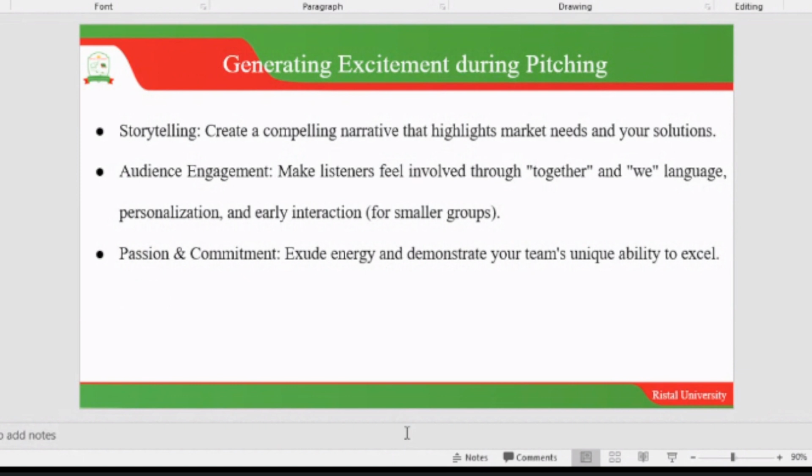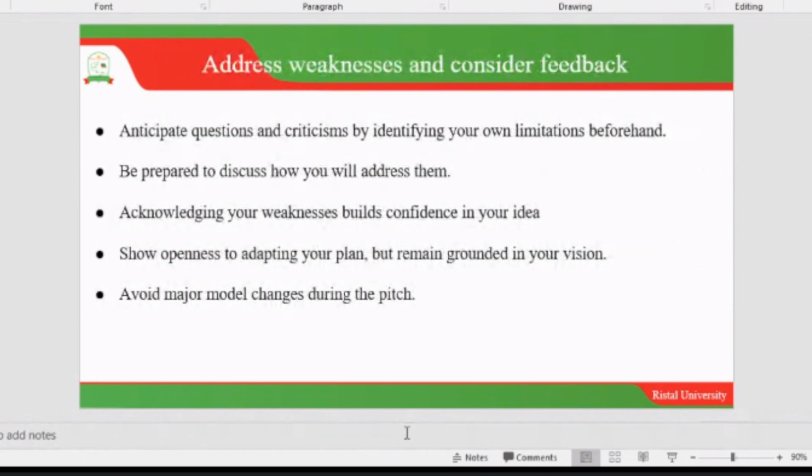Then, addressing weaknesses and considering feedback is also a very crucial aspect during pitching. In this case, you need to anticipate questions and criticisms by identifying your own limitations before you even pitch. Be prepared to discuss how you will address those challenges or weaknesses in your business model. When you acknowledge these weaknesses, you build confidence in the audience.